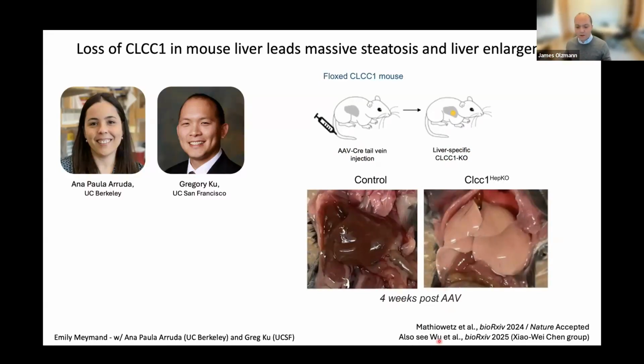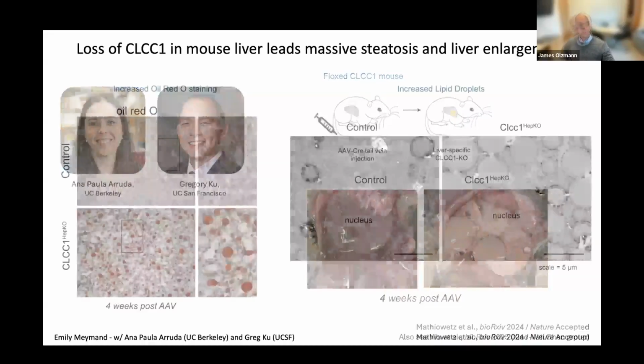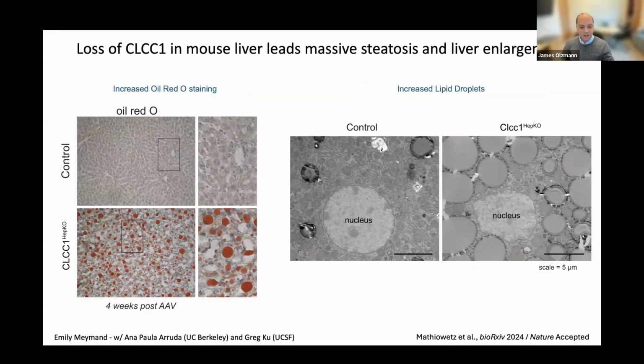I'll tell you more about this, but I wanted to mention that this was also observed and co-discovered by Xiaowei Chen's group at Peking University in a corresponding bioRxiv, and will also be co-published together with Xiaowei's results. We can confirm this in many ways using biochemistry, and I'll just show you some histology here. We see the accumulation of Oil Red O stained lipid droplets, and what's really striking here are these EM images, electron microscopy, in which we see all these lipid droplets accumulating in these hepatocytes in the CLCC1 knockout liver around this nucleus. So huge lipid droplets that are accumulating.